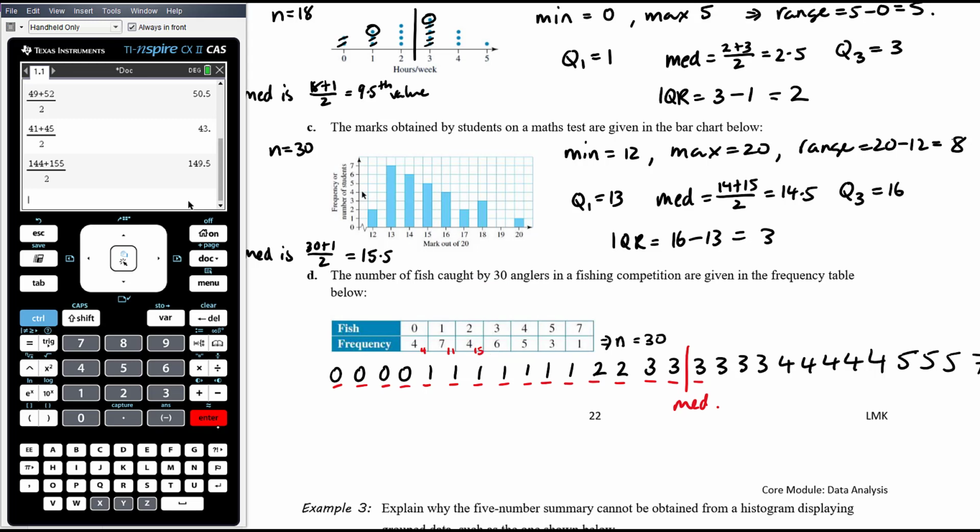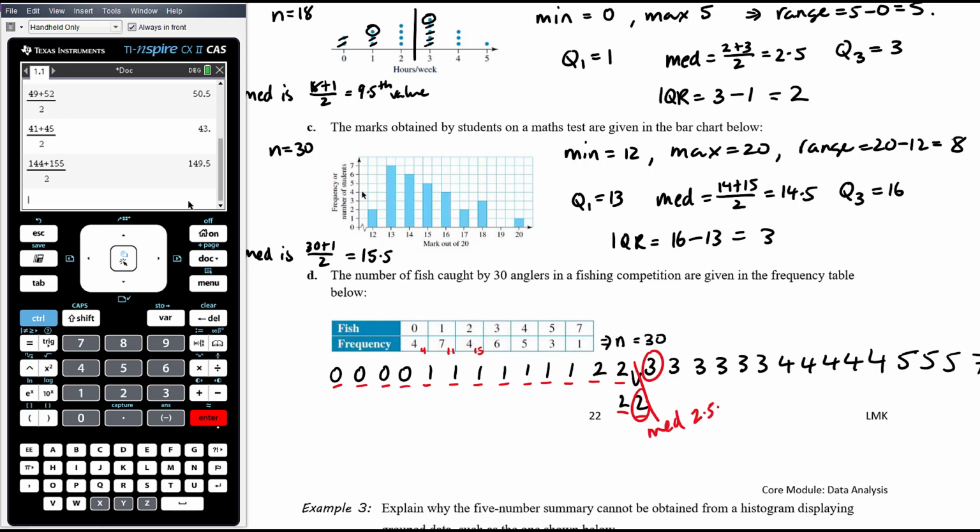This is the problem. There should have been another 2 2's there, because there's 4 2's. So therefore, the 15th piece of data is indeed this 2. The 16th piece of data is this 3, and so the median is at 2.5.